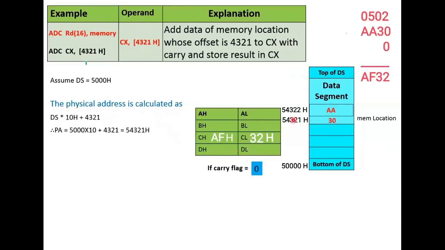So whenever 16 bit addition comes, in the external memory each memory location contains 8 bit value only, 1 byte value only. But here it is actually 16 bit addition. So you need to take the higher byte from the next memory location. Okay. So this is the higher byte and 30 is the lower byte. AA is the higher byte. So AA30, and from the CX register I am getting 0502. Then carry flag status is 0, so take that 0. Then add all the values. I am getting AF32. 32 is the lower byte, so this 32 will be stored in CL. And AF is the higher byte, that AF will be stored in CH.